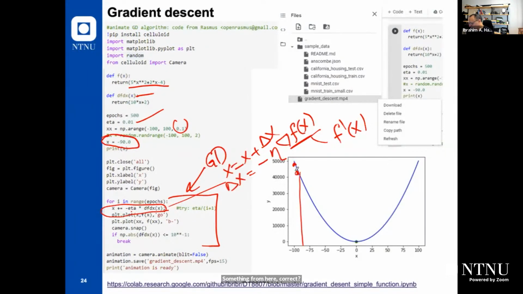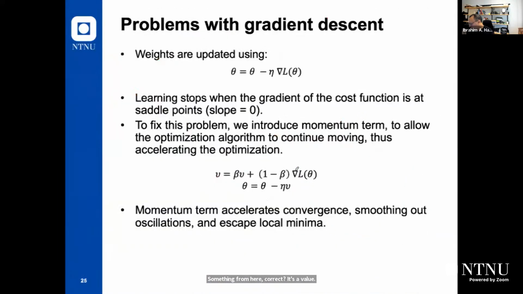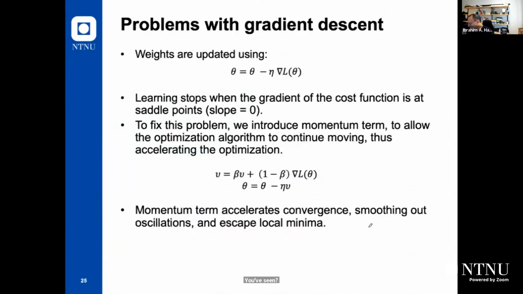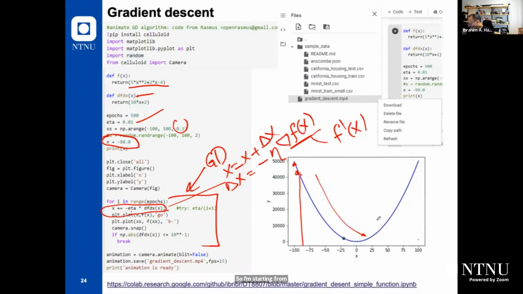X value here. And as you can see here, do you see? So I'm starting from here and I will reach this point, can you see it? So we're starting from here, and in some iterations, we will be able to reach this global minimum.